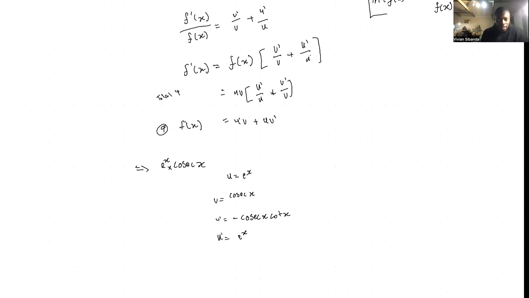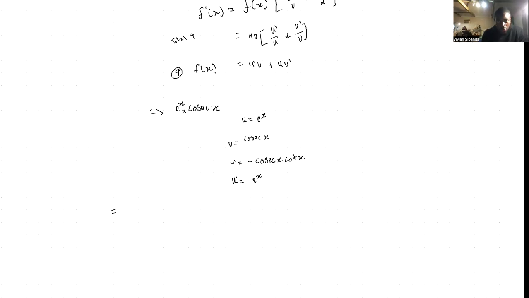So now we substitute in to get the derivative, and you'll see how simple this is. Most of the time, I write them like this. So we have u and v. If you have e to the power of x, and then you have v, which is cosec of x. Now your u prime, you write it next to it, v prime, you write it next to it. So this will give you e^x, and then this will give you negative cosec of x cot of x.